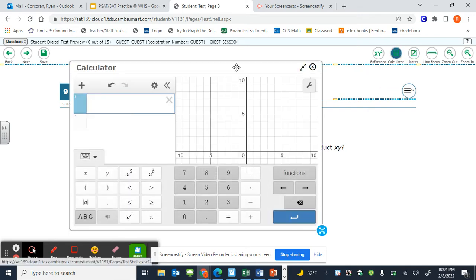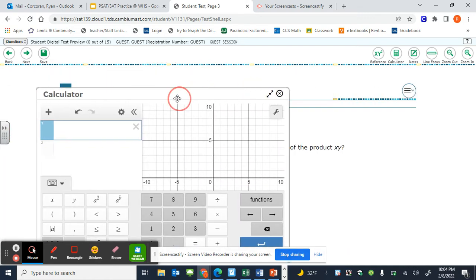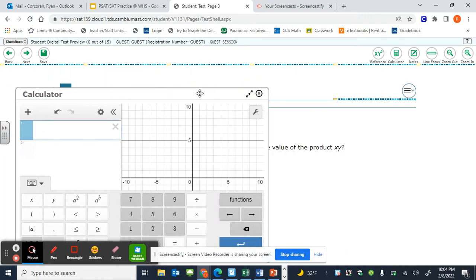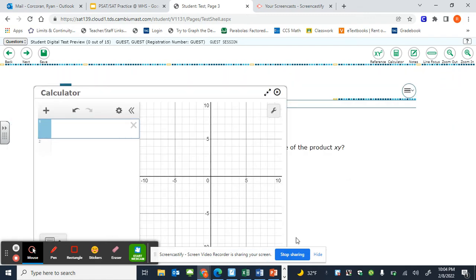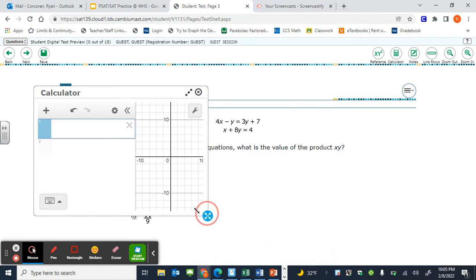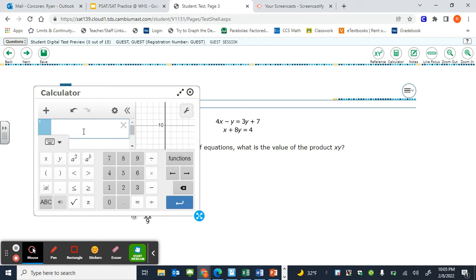What's nice is if we were to use the calculator, we don't even have to write this in standard form. Like if we were trying to use the TI-84s, sorry, I'm moving this all over the place. I'm just trying to make this a little bit smaller so that we can see the problem. One of the nice things about this is I don't have to type this in standard form or in slope-intercept form. I can just write 4x minus y equals 3y plus 7.